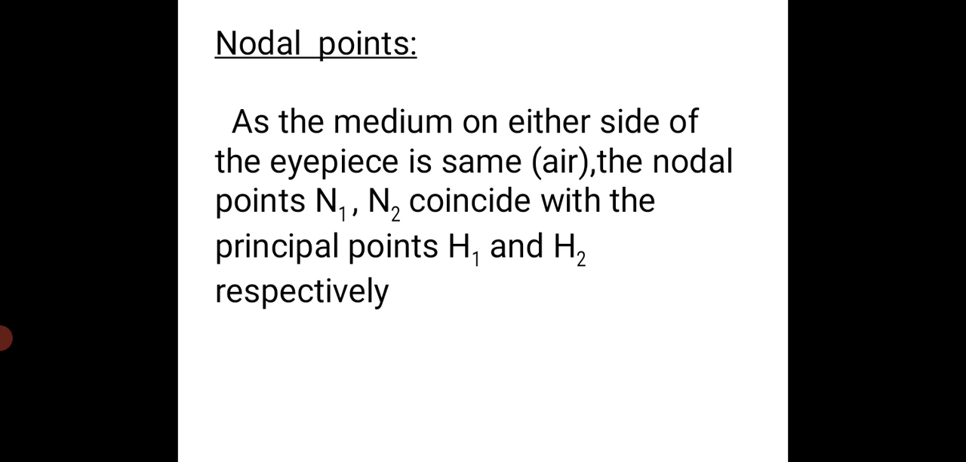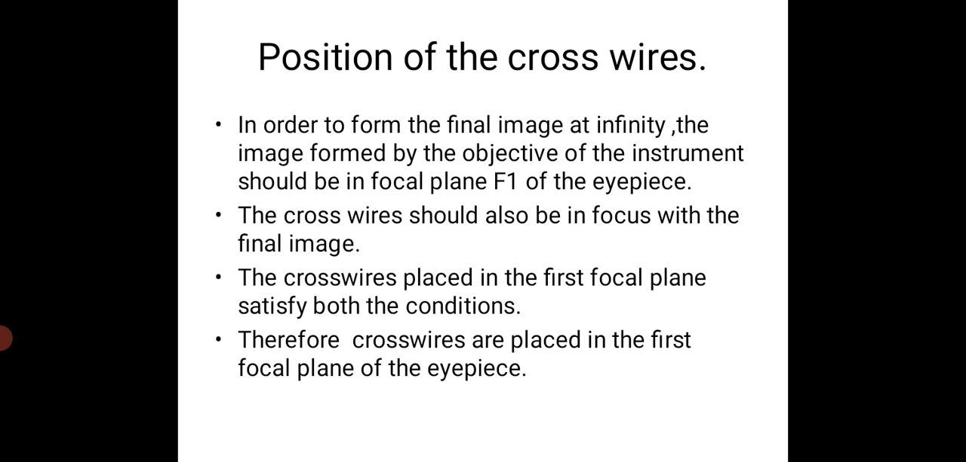Now the nodal points. As you know, the medium on either side of the eyepiece is the same, so the nodal points n1 and n2 coincide with the principal points h1 and h2 respectively. Now the position of the cross wires.